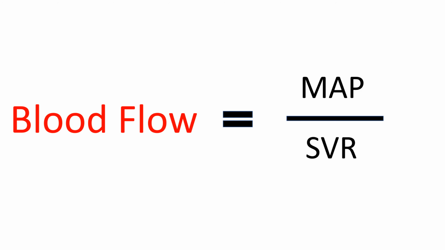So in summary, these three patients have very similar vital signs in terms of blood pressure and heart rates, but very different underlying circulatory characteristics when we think about cardiac output, systemic vascular resistance, blood pressure, and blood flow.